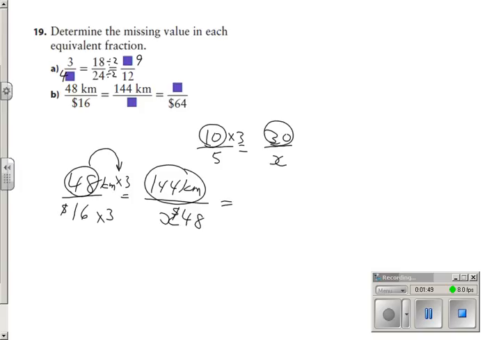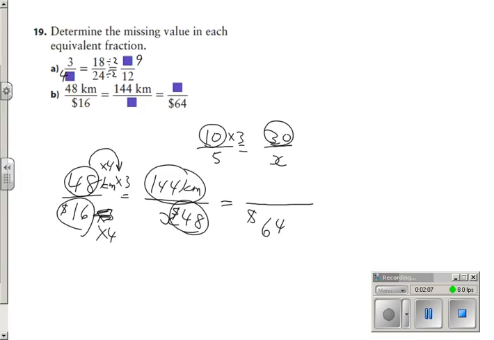And therefore, how much would it be for $64? How far could you go for 64 bucks? Now, looking at these ones, if I had to use this one or this one, I would probably go back and use this one because I know that 16 times 4 is 64, and therefore I can multiply this by 4 to get me this number.